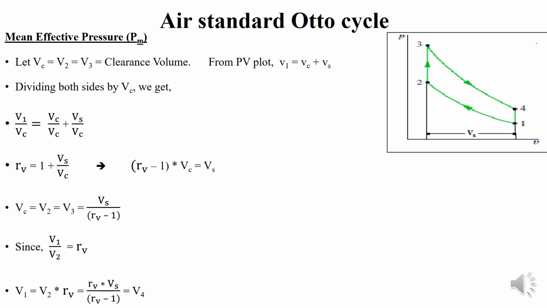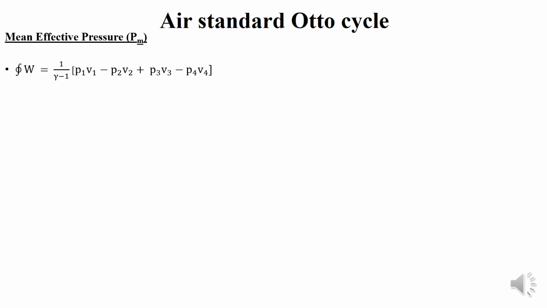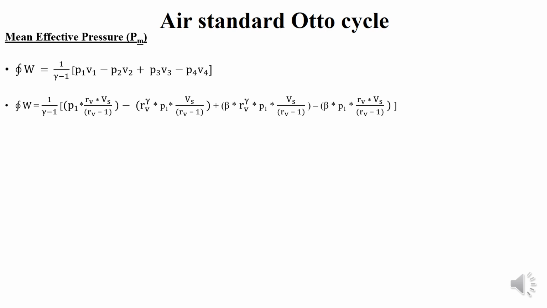So now you have the pressure terms and you have the volume terms. You have to substitute all the pressure and all the volume terms back into the initial mean effective pressure. So one big equation you will get, that is the initial work done equation, 1 by gamma minus 1. Substitute all the P terms and V terms, and you will get this big equation.